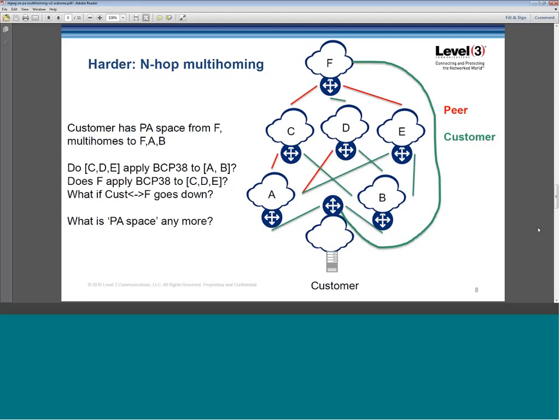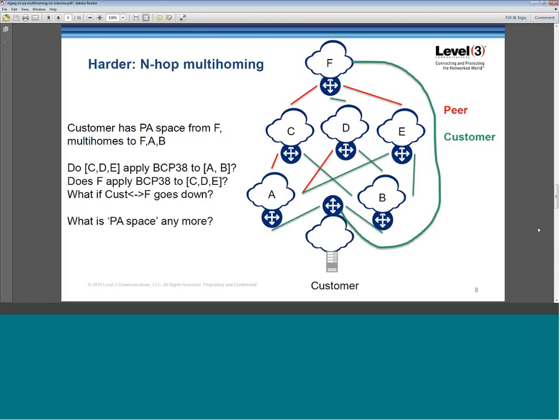We have cases where I've got customer A and customer B is a customer of A, and then I've got customer C who peers with A, and it all gets very messy. And there are all kinds of distinctions we have to draw on this, both on the routing side and the commercial side. So in this particular case, the end customer, that southernmost cloud, has PA space from F, and they multi-home to F, A, and B, right? So they can egress select to go to F. But if they're going to send to A and B, now A and B have to update their filters. And if B and A are going to send to C, D, and E, now they have to update their filters. And now F has to take this stuff from C, D, and E.